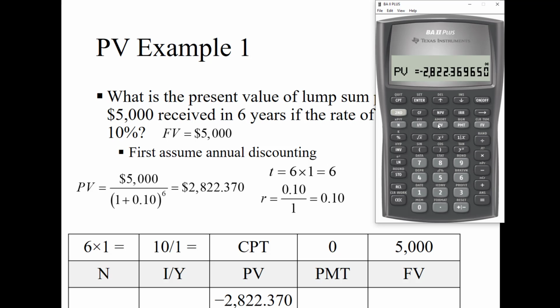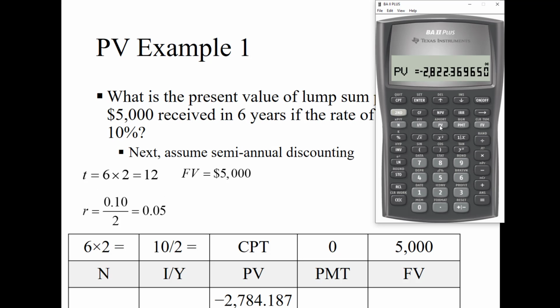Now we'll compare that to semi-annual discounting. And here you see our inputs, and this time we're going to adjust by a factor of 2. So we'll multiply our number of years times 2, and we'll divide our R by 2. So I'll clear our time value of money worksheet. Our N is going to be 6 times 2, so we'll type 6 times 2 equals, and then the letter N. Our interest rate or our yield is going to be 10% divided by 2, so we'll type in 10 divided by 2 equals, and then hit IY.